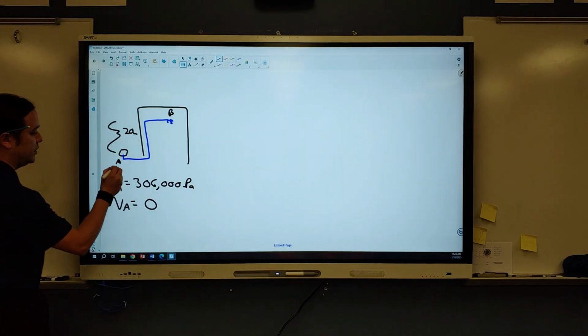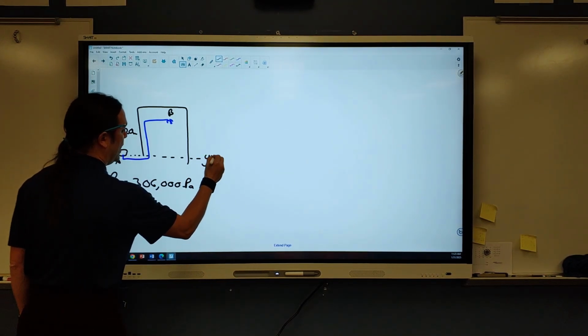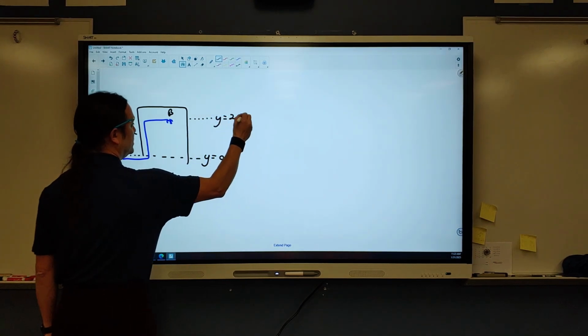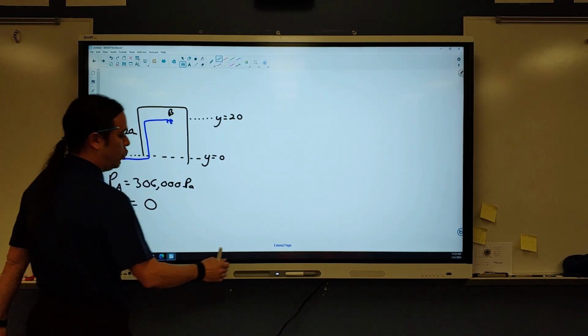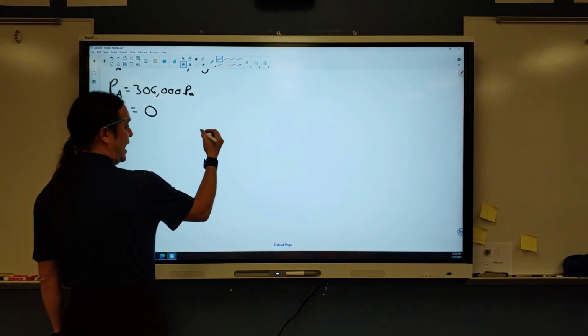Okay, so we're going to say that this also is my reference height, that we're starting off at y equals 0, and that makes this y equals 20. Okay, great. So now here's what I can do. I'm going to compare my Bernoulli's equation at point A.